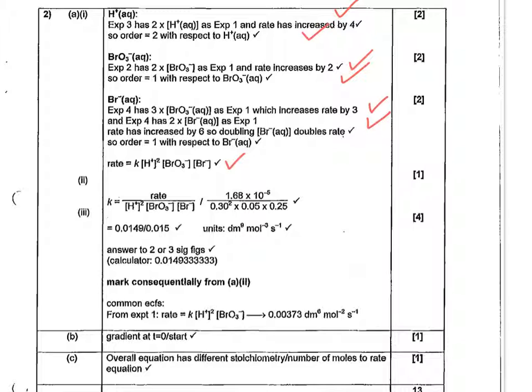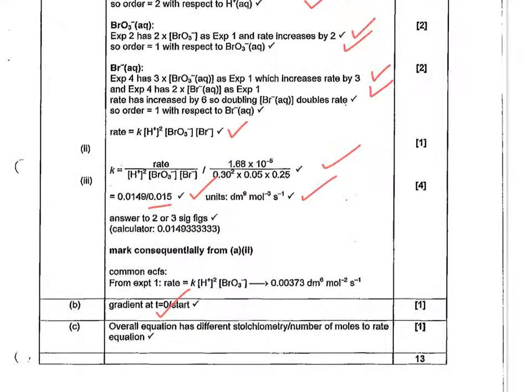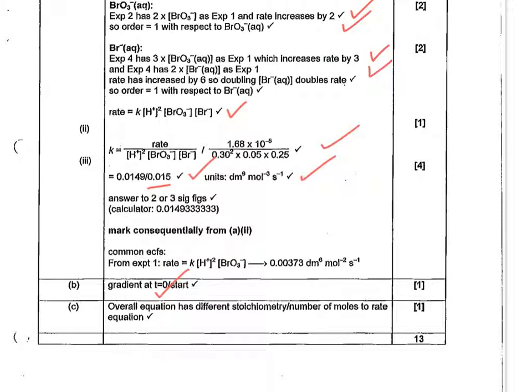So the next stage was to rearrange the rate equation and put in the numbers, which we did, which gave us 0.015 and the correct units. So we got 4 for that one. And we correctly said that there was a gradient at t equals 0. And then for the final part, bring the mark scheme down slightly, the overall equation has different number of moles to the orders in the rate equation. So that gives us 13 marks in total.